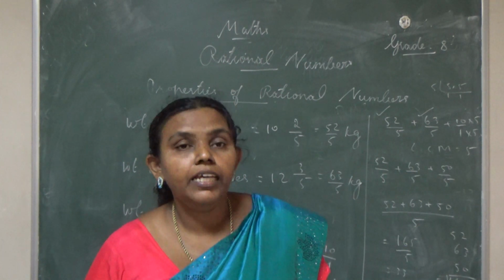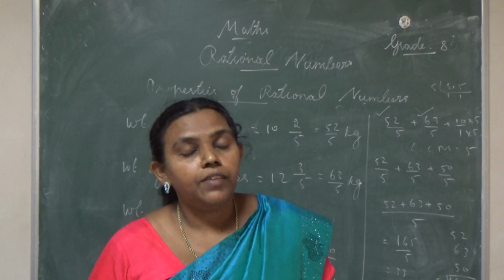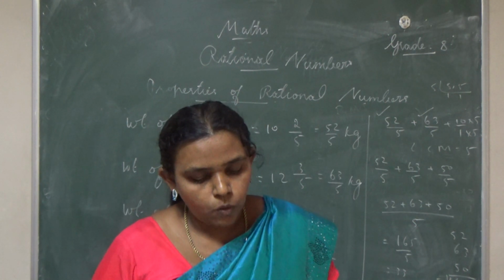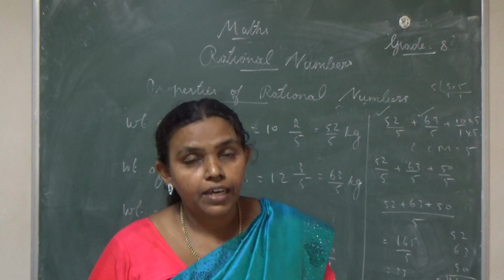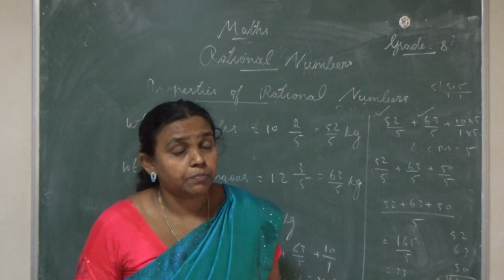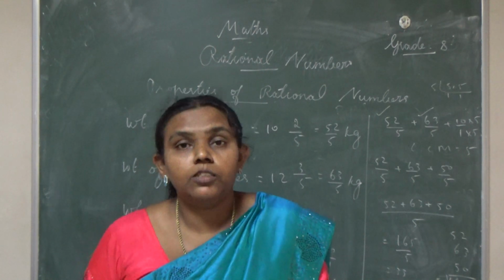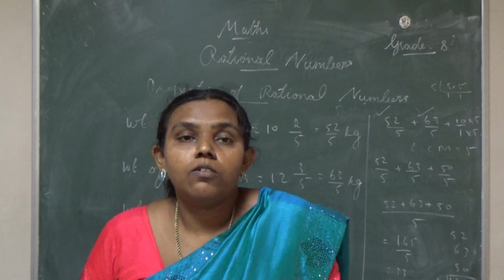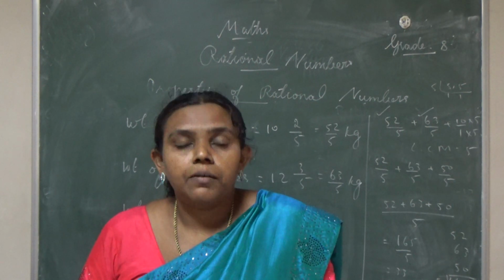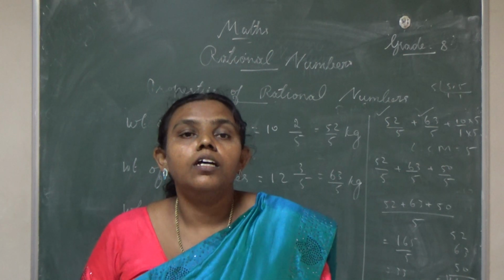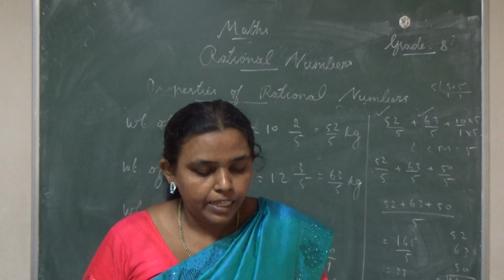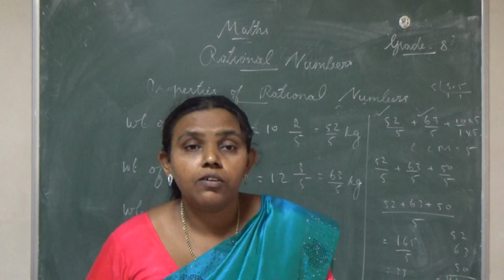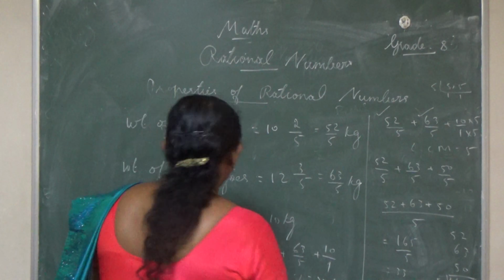For the closure property of addition, a/b plus c/d is a rational number. Similarly for subtraction, if we subtract 2 rational numbers, we will get a rational number. So we say subtraction is closed. Rational numbers are closed under subtraction. Then commutative property we won't get, it won't be equal. For addition we got a/b plus c/d equal to c/d plus a/b.